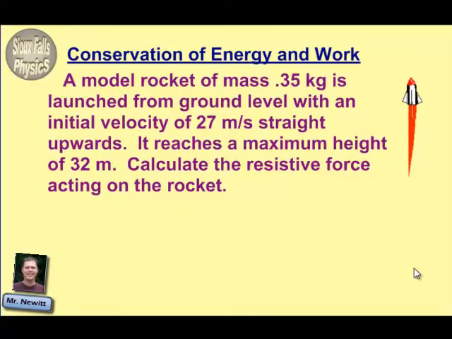So in this problem, we have a model rocket. It's got a mass of 0.35 kilograms. It's being launched, and it's given an initial velocity of 27 meters per second. And we're going to assume straight upwards, so we're not going to deal with any angles here. It reaches a maximum height of 32 meters. Calculate the resistive force that's acting on the rocket to essentially slow it down as it moves upward. All right?